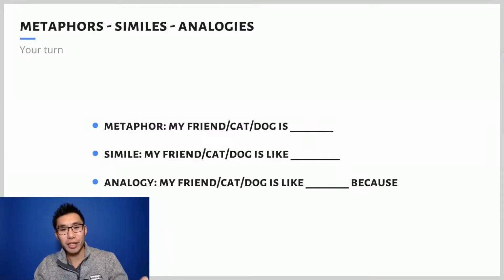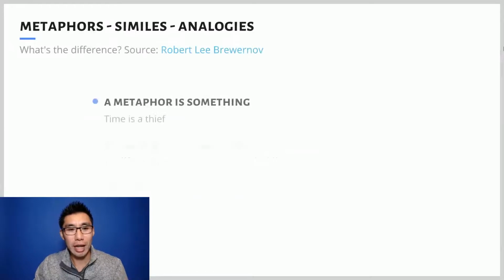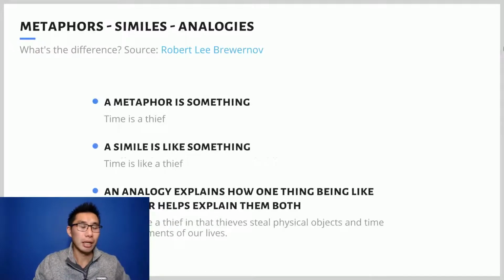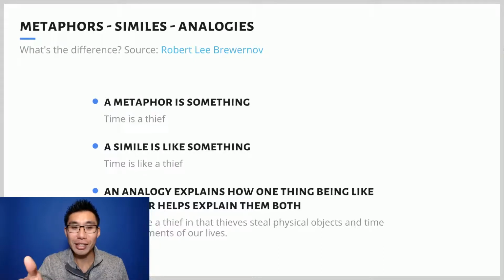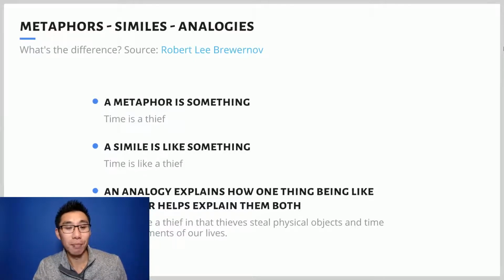Now, what's the difference between metaphor, simile, and analogies? Okay, and this is one of the best definitions that I found from Robert Lee Bruinov. A metaphor is something. So you're sure that it is something. Okay, time is a thief. My cat is a pig. Okay, it is something. A simile is like something. Okay, time is like a thief. My cat is like a pig. Even though they're very similar, we're talking about the same thing, but they're expressed differently.